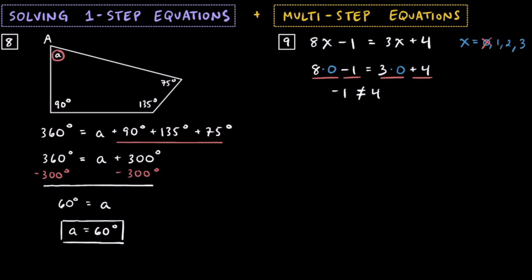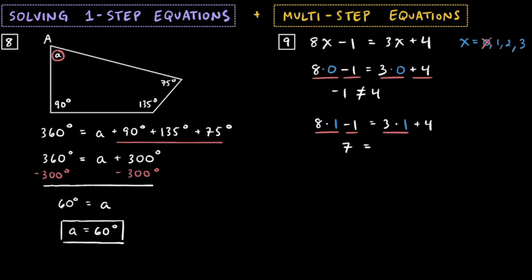Let's say, okay, now x is 1. So let's say 8 times 1, and then minus the 1. Let's see if that's equal to 3 times the 1, and then add 4. All right, so let's see. 8 times 1 on the left is going to be 8, and then 8 minus 1 is going to be 7. So we have 7 on the left side.